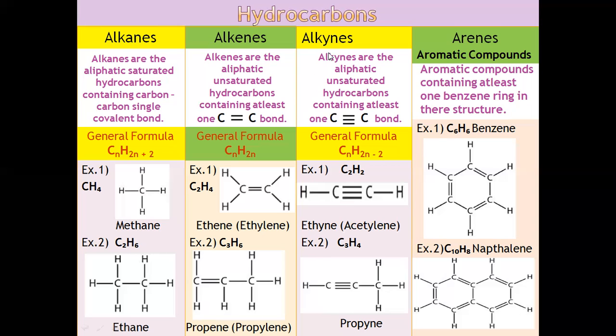Next is alkynes. Alkynes are the aliphatic unsaturated hydrocarbons containing at least one carbon-carbon triple bond. So what is meant by alkynes? I repeat, alkynes are the aliphatic unsaturated hydrocarbons containing at least one carbon-carbon triple bond. Aliphatic means the compounds are open chain or branch chain.